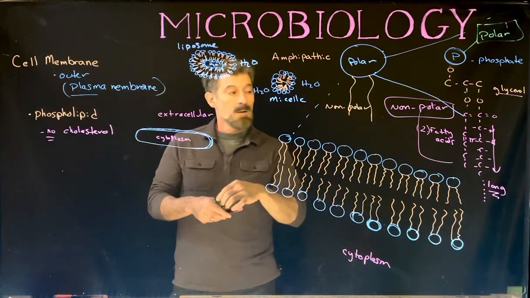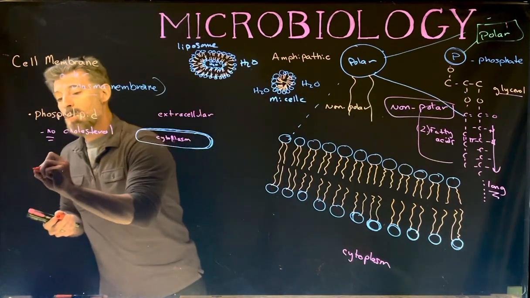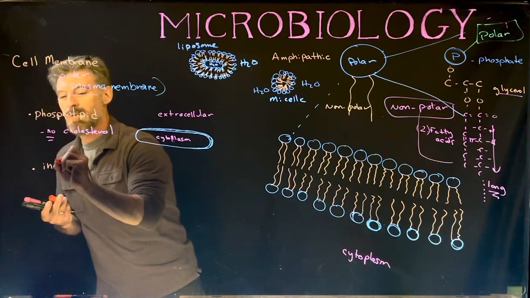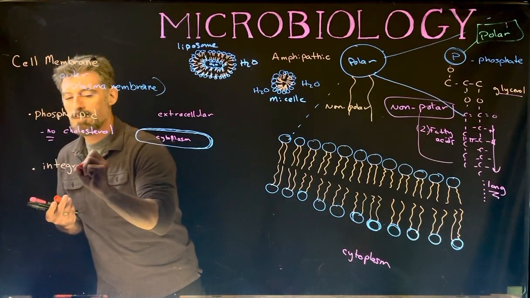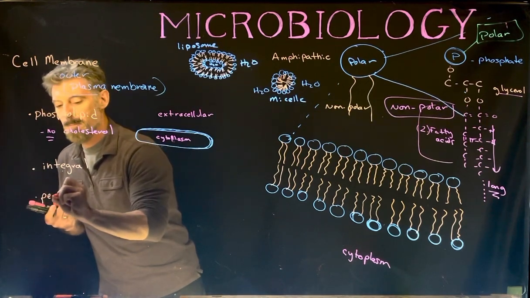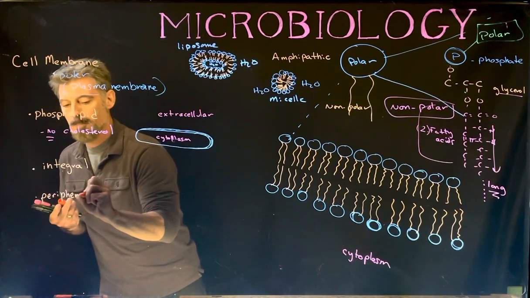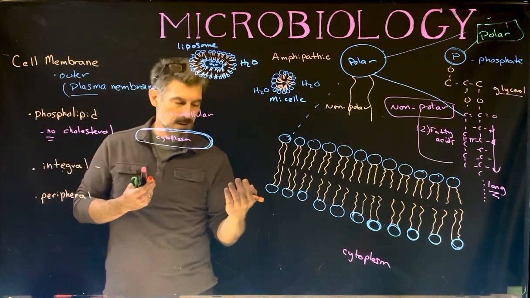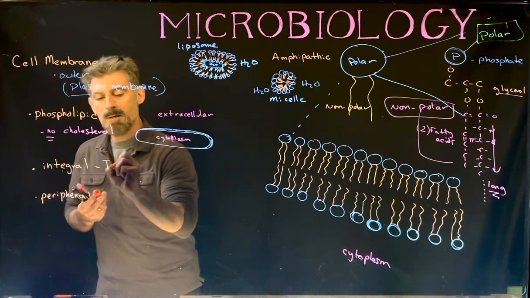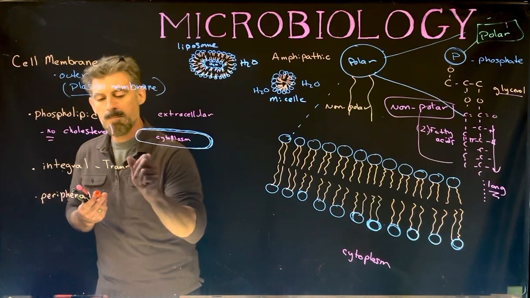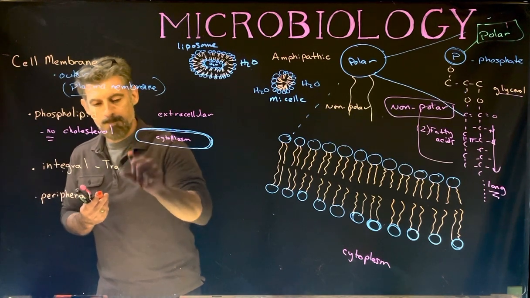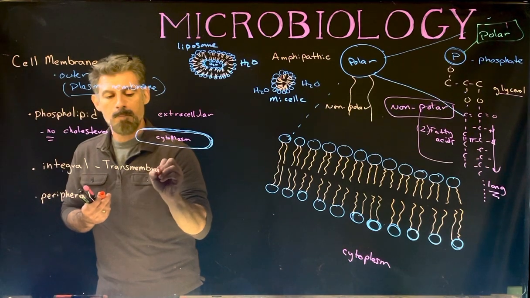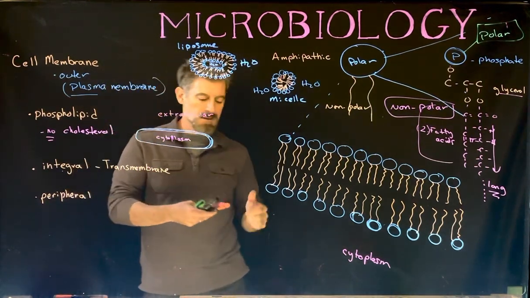What else do we have? Well, other things that are very important and similar to what we have in our cells. So we have proteins. People refer to them as integral versus peripheral. But when you read about integral proteins, and when I talk about proteins, I'm mostly going to be talking about ones that I refer to as transmembrane proteins. And I'll explain this in a second.